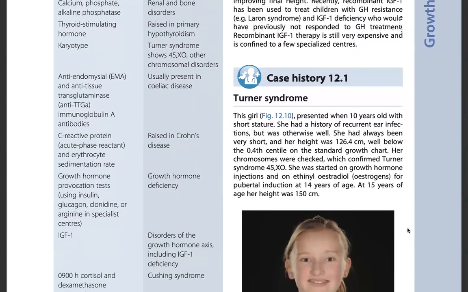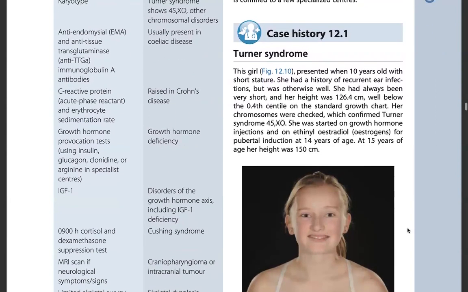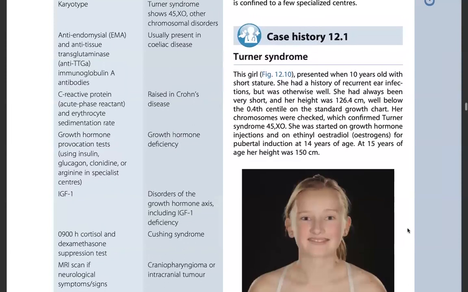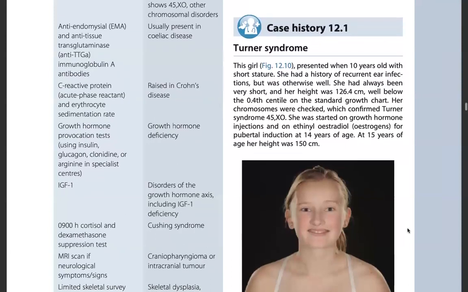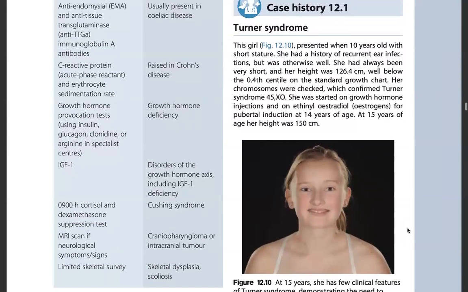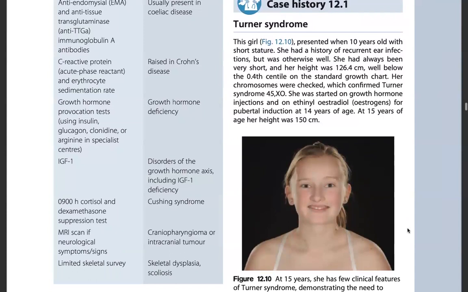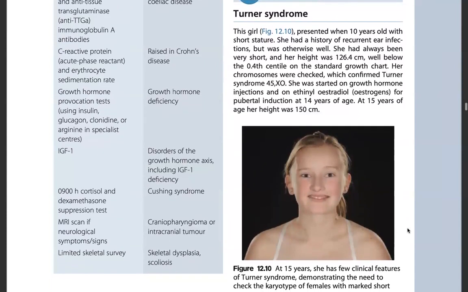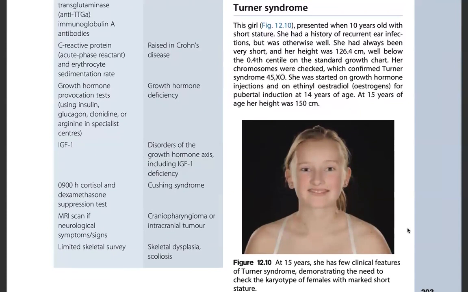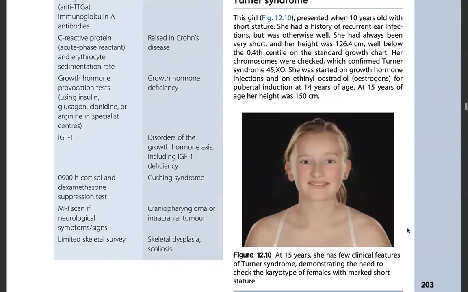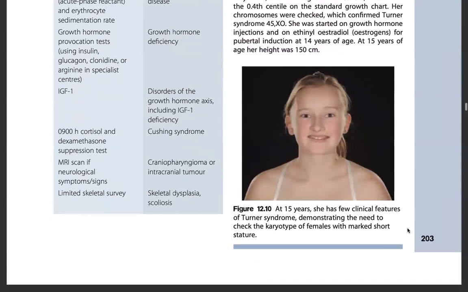The case history: Turner syndrome. The girl presented at 10 years old with short stature. She had a history of recurrent ear infections but was otherwise well. She had always been very short, and her height was 126.4 centimeters, well below the 0.4th centile on the standard growth chart. Her chromosomes were checked, which confirmed Turner syndrome, 45XO. She was started on growth hormone injections and on ethinyl estradiol, estrogen, for pubertal induction at 14 years of age. At 15 years of age, her height was 150 centimeters.